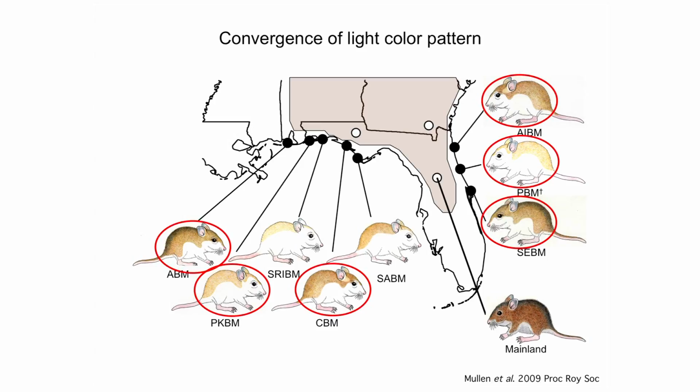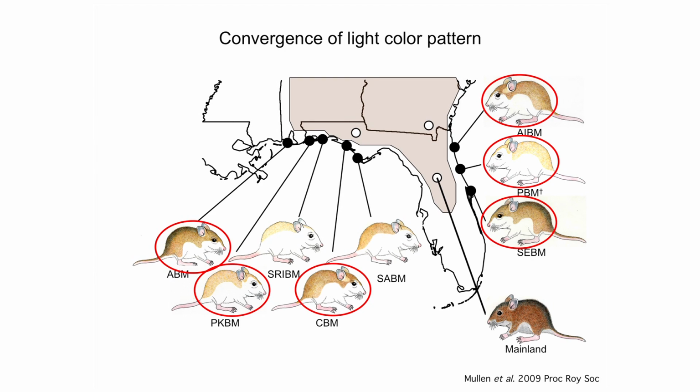So let me show you this next slide. Here's just a cartoon representation of each of the subspecies, and you can see that they each differ slightly in their overall color pattern. So all of the beach mouse subspecies are lighter than the mainland form, but they're pretty distinct.